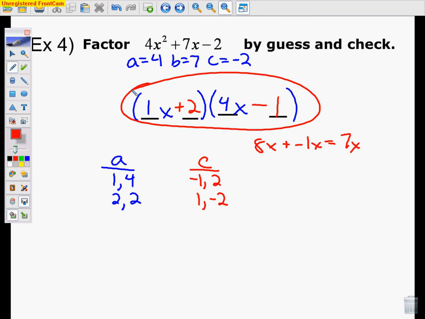A couple things that you should be reminded of is that if this was multiple choice, this one right here wouldn't be there. The whole problem would just look like x plus 2 times 4x minus 1. That's how it would look with multiple choice.